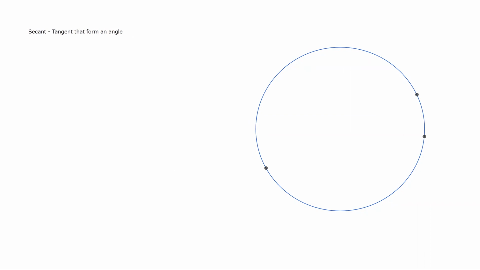Excuse me. So we're going to have a couple points. Goodness. See if I can fit these in here. So here's our secant.